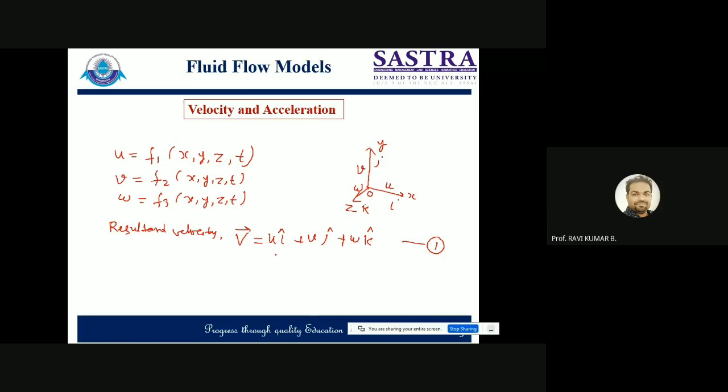So this is for three dimensions. The flow field we have assumed, so the magnitude you can calculate directly. Magnitude is nothing but the square root of this, or you can say the modulus of the velocity vector. So you can say u square plus v square plus w square. This is the magnitude of the resultant velocity. So this is regarding velocity, right?